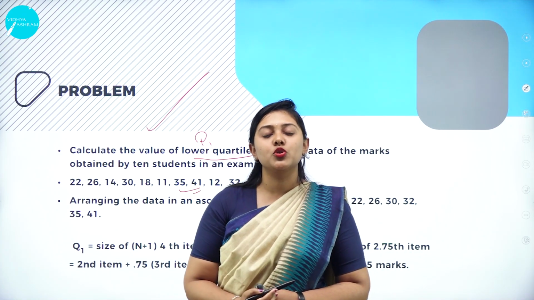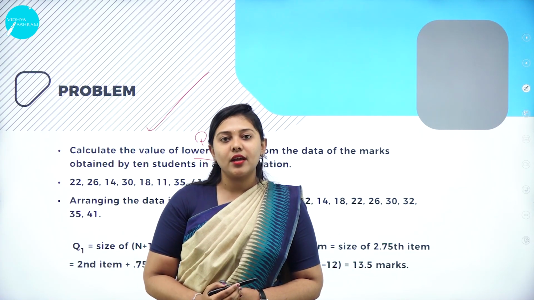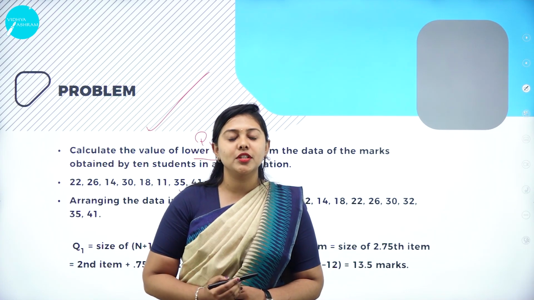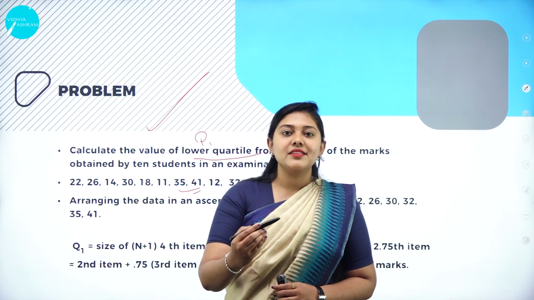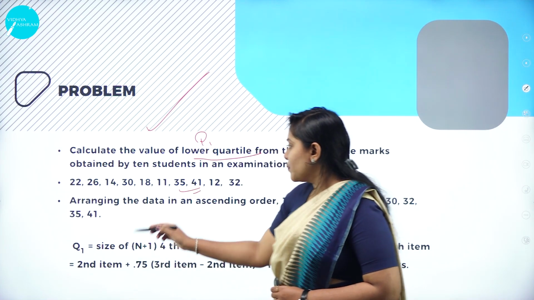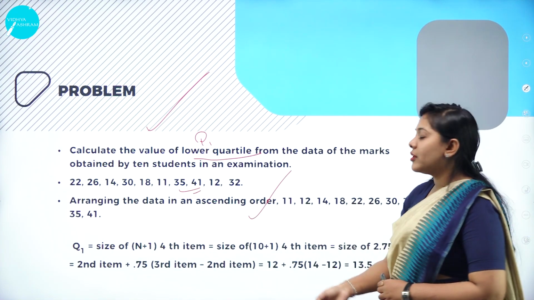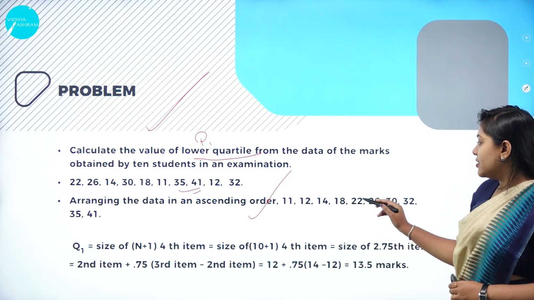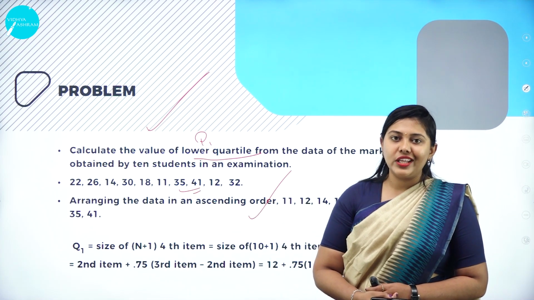In the median also, while we were solving, we arranged the numbers in ascending order and then solved the problem. Here also we will solve the problem by arranging the data into ascending order, small number to big number. So the order will be 11, 12, 14, 18, 22, 26, 30, 32, 35 and 41.